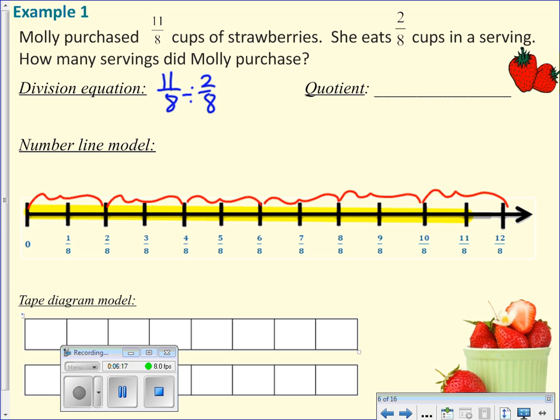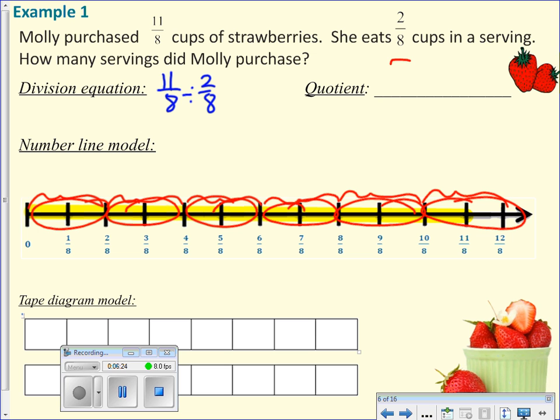All right, so how many groups? 1, 2, 3, 4, 5. And how many are in that last group? Yeah, you. 1/2. I don't want to say names on the recordings.